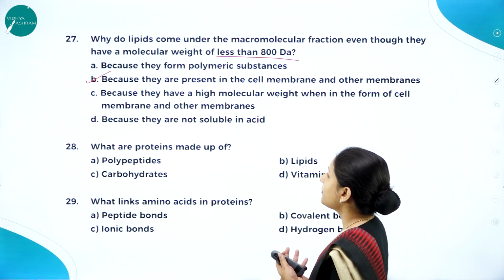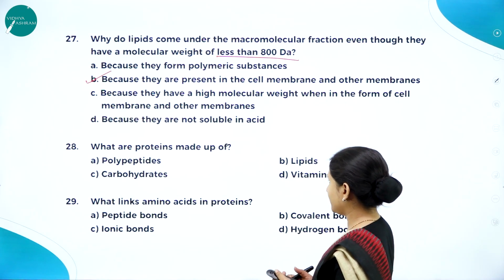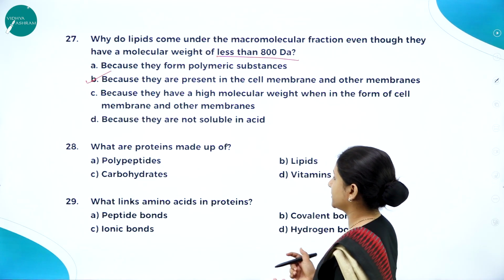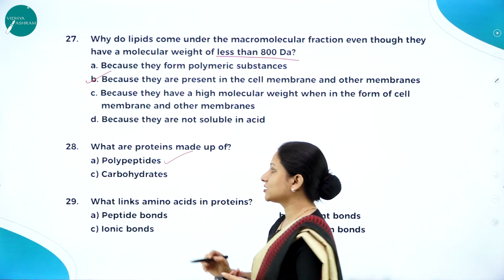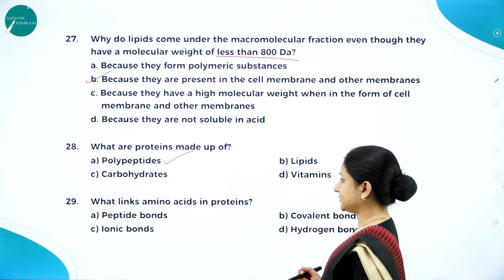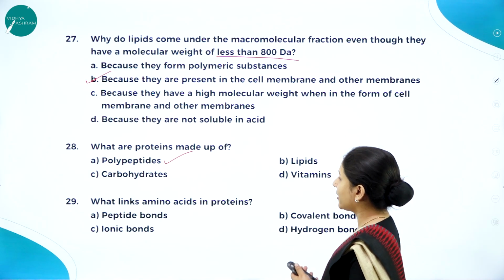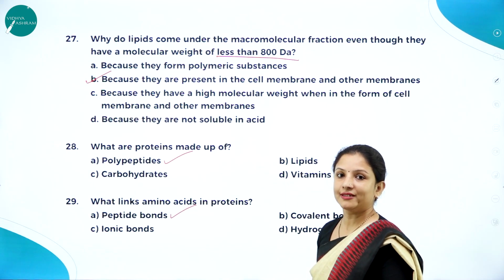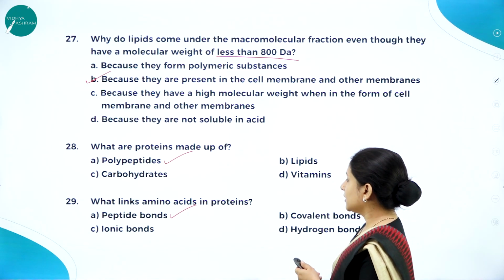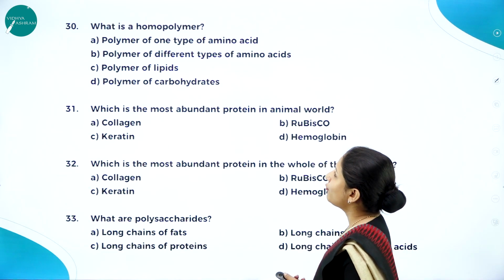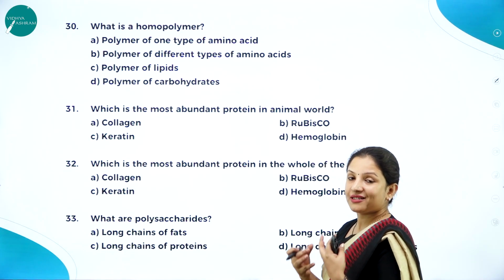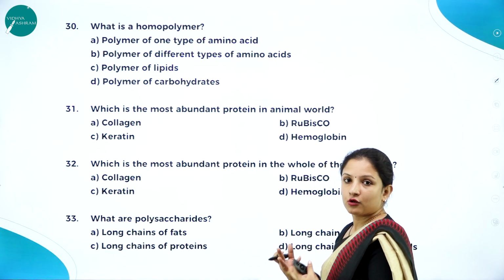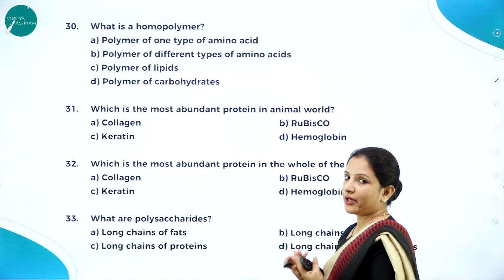Next question, what are proteins made up of? Polypeptides, carbohydrates, lipids, vitamins. They are made up of polypeptides, which are nothing but chains of amino acids. Next question, what links amino acids in proteins? Of course, it is the peptide bond. That is why they are called polypeptides. Next question, what is a homopolymer? Again, here polymer means chains of different compounds which are held together by bonds.